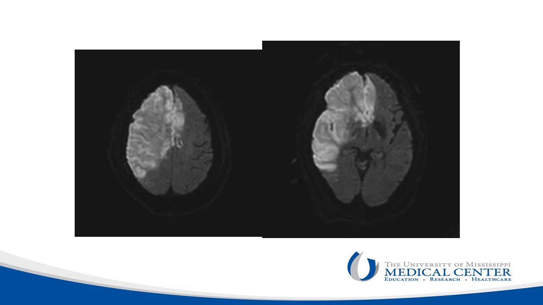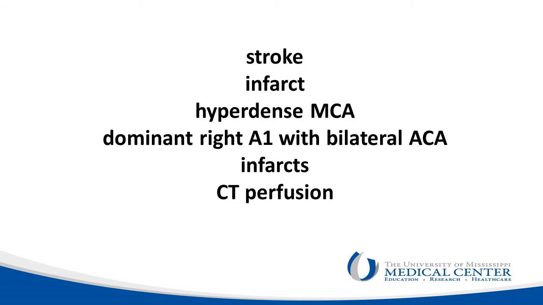On the MR, we can see that there's infarct in the right MCA and ACA territories, as well as a portion of the left ACA territory. That's because the patient had a dominant right A1 segment that supplied the bilateral ACAs, which caused the perfusion abnormalities and infarcts.